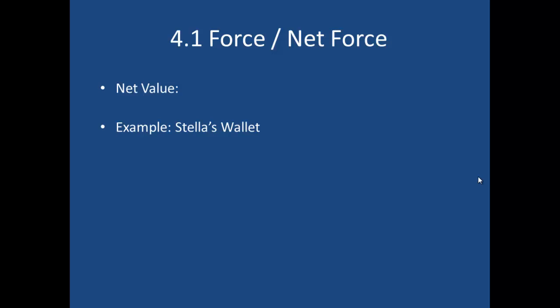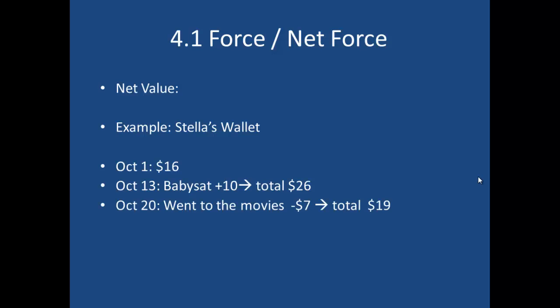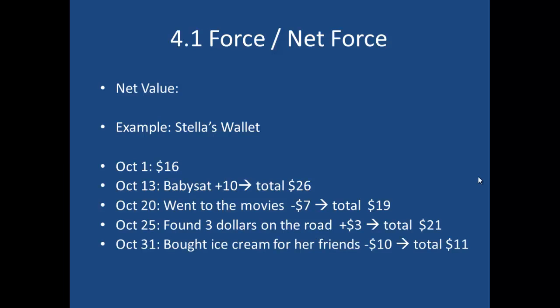So let's take an example of Stella's wallet. Say on October 1st, she starts with $16. On the 13th, she babysits, gets $10, and now she has a total of $26 in her wallet. She went to the movies a week later, and it cost her $7, now with a total of $19 in her wallet. On the 25th, she found $3 on the road, and now she has a total of $21. And on the very last day of the month, she bought ice cream for her friends, which cost her $10 for a total of $11.